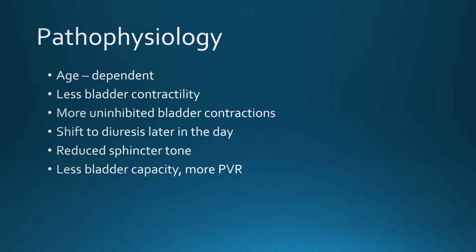And then also with age, we tend to have a diuresis later in the day than in the morning. There's also elements of reduced sphincter tone, so the urethral sphincter and the rectal sphincter tend to get more lax, and then the bladder capacity is activated at lower volumes. Lower volumes cause the bladder to start fibrillating.